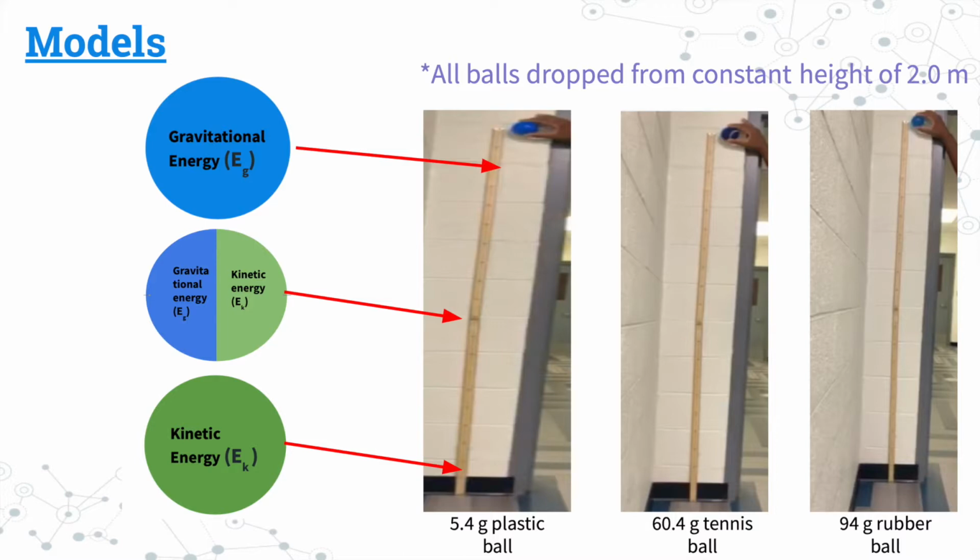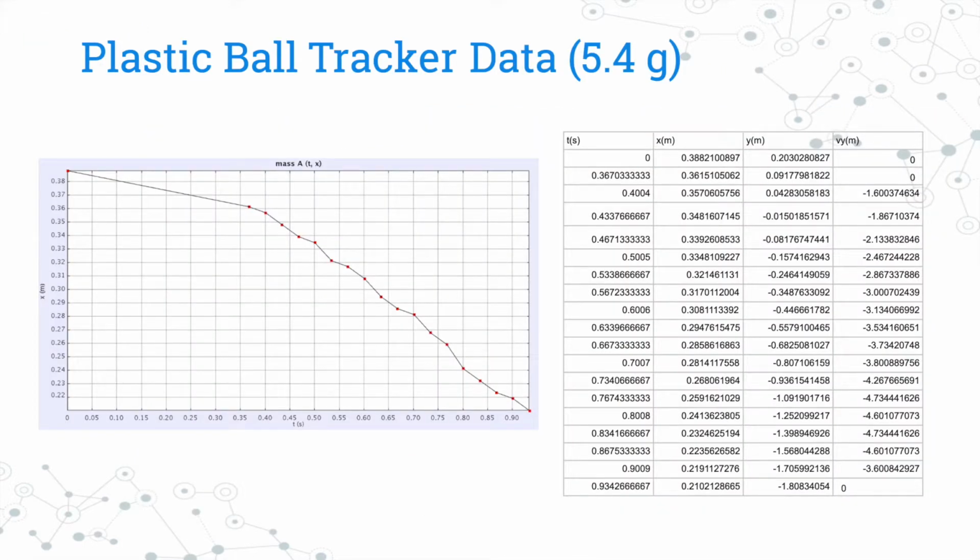At about the 1 meter point, which is about the halfway mark, we said it'd be 50% gravitational energy, 50% kinetic energy. And then at the very bottom, right before it hits the ground, we said 100% kinetic energy. As you can see, we were able to analyze the videos from our experiment and input them into Tracker to obtain quantitative data to investigate energy conservation.